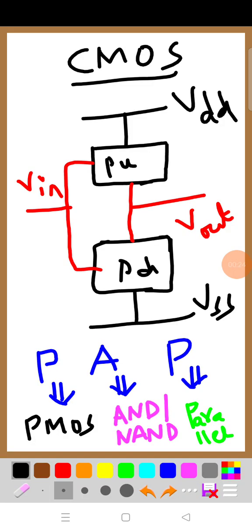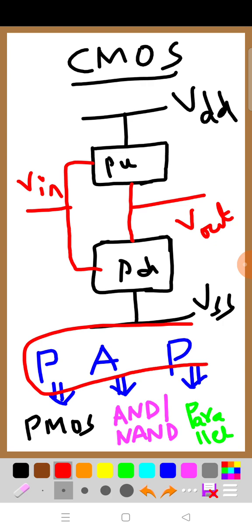Yeah, welcome to CMOS logic design. Here I am going to tell a very simple trick for how to design any logic using CMOS. If you remember only this keyword, what is that keyword? PAP keyword. What is meant by this? PMOS transistor should be either in AND logic or NAND logic. It should be connected in parallel.